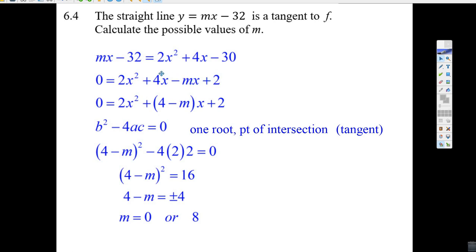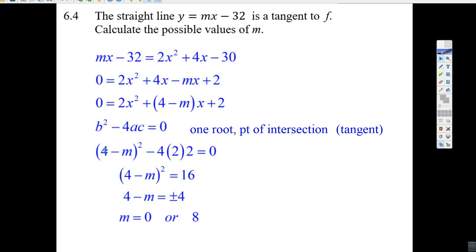And then I did something. I want to put this in the form of ax squared plus bx plus c, so I factor out the x and make it 4 minus m. Why do I want to do that? Because the only way that this line can cross the parabola in exactly one point is when they have equal roots. And that's quadratic theory time. It's when b squared minus 4ac equals 0.